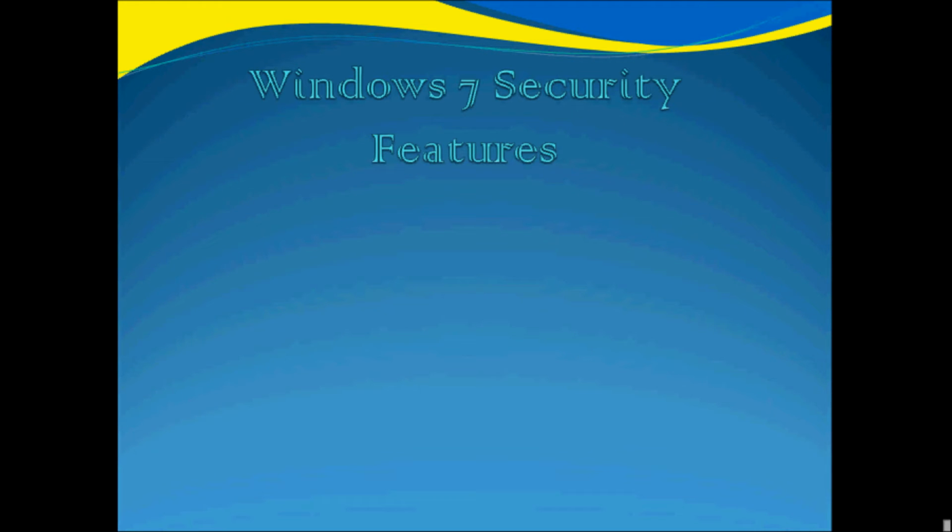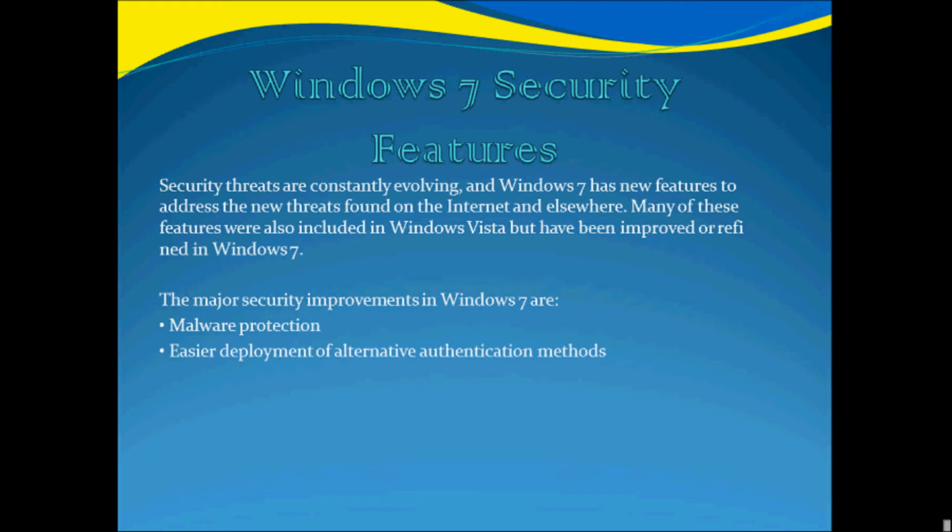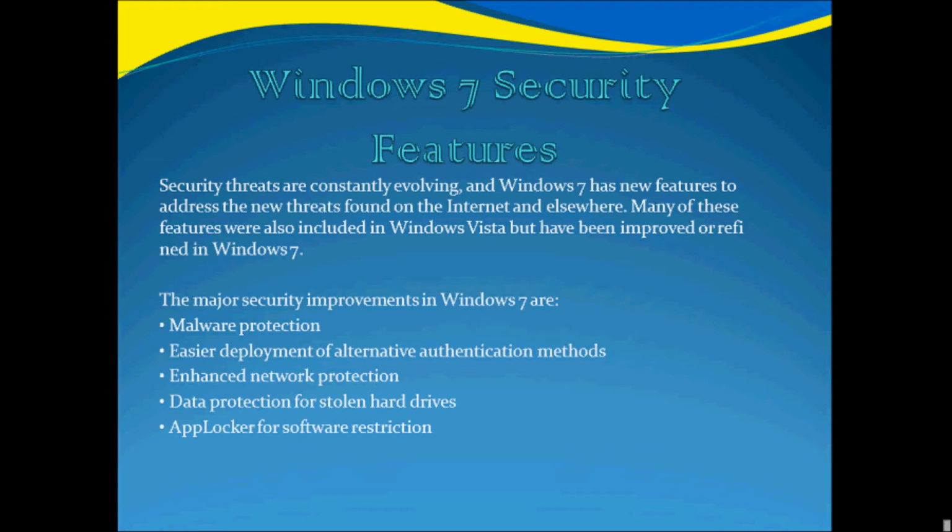The Windows 7 security features. Security threats are constantly evolving, and Windows 7 has new features to address the new threats found on the internet and elsewhere. Many of these features were also included in Windows Vista, but have been improved or refined in Windows 7. The major security improvements in Windows 7 are malware protection, easier deployment of alternative authentication methods, enhanced network protection, data protection for stolen hard drives, and AppLocker for software restriction.